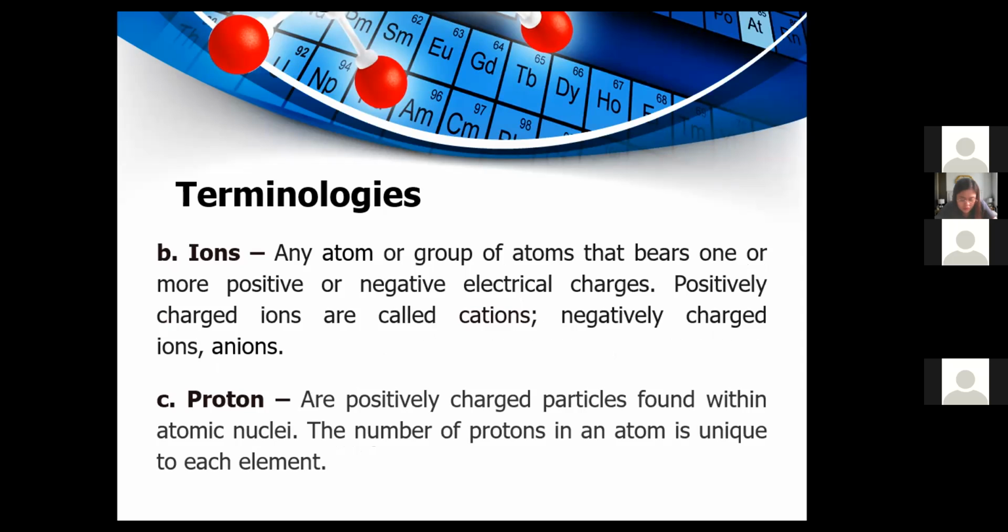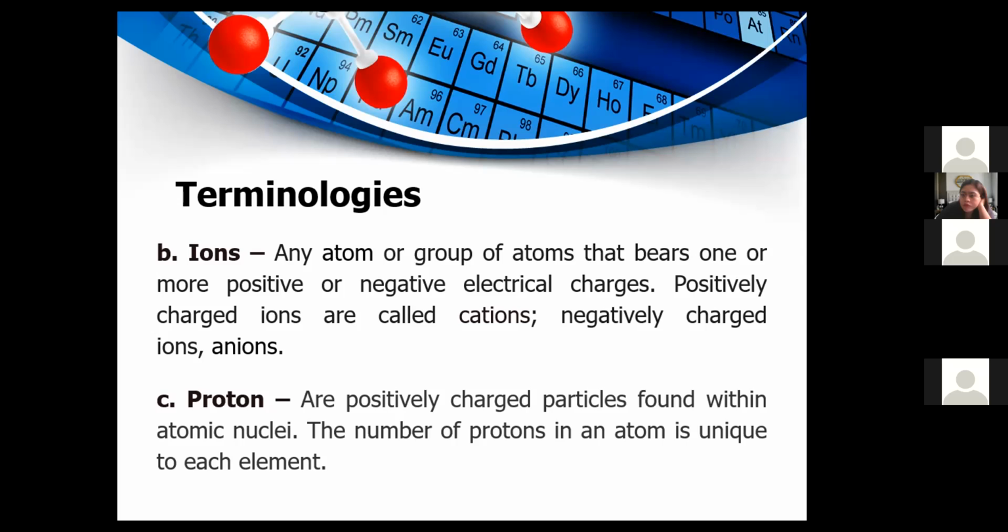Ions: any atom or group of atoms that bears one or more positive or negative electrical charges. Positively charged ions are called cations. Negatively charged ions are anions. So, what I gave here is self-explanatory and easily understandable, but if you do have questions, please do ask.